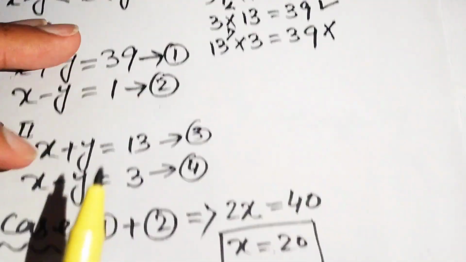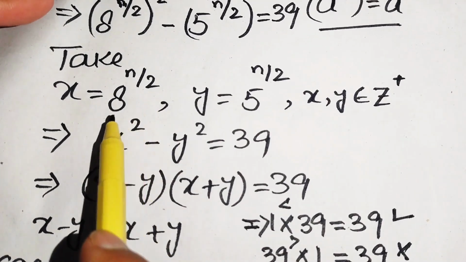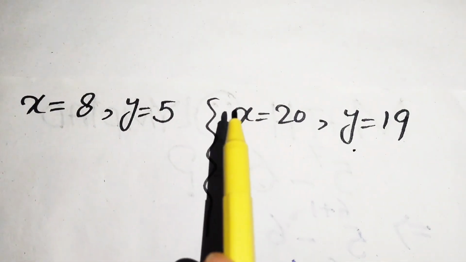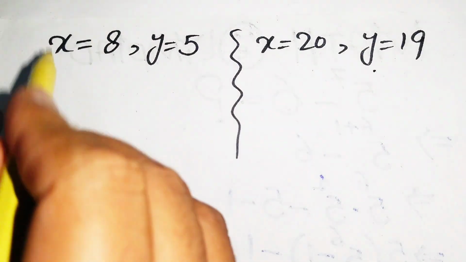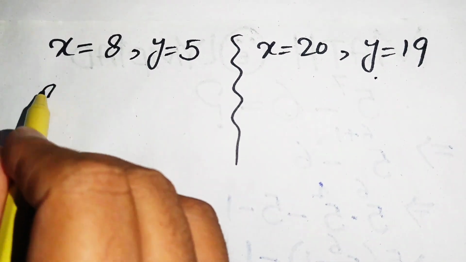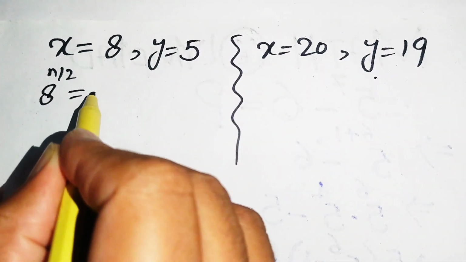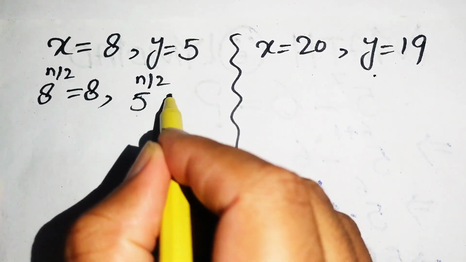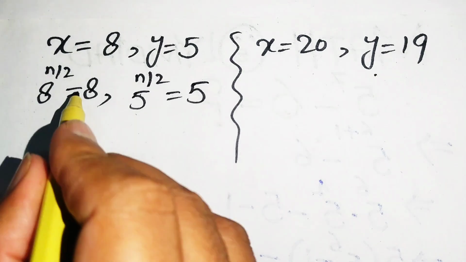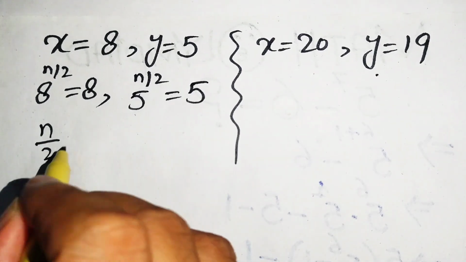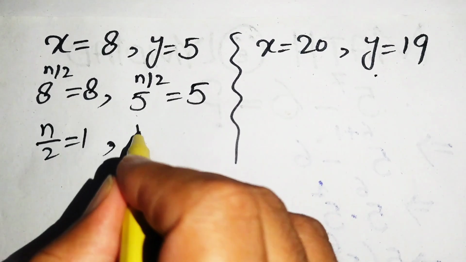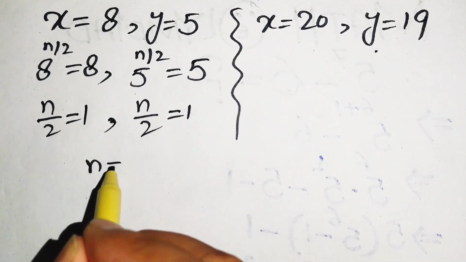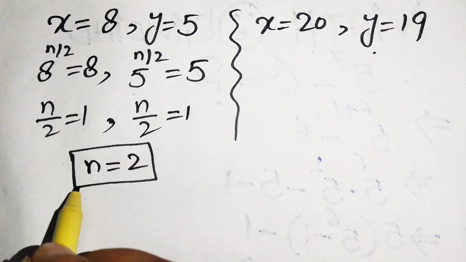So now we back substitute the values of x and y, and you see here we have x equals 8 to the power of n over 2 and y equals 5 to the power of n over 2. So now we substitute these two values here. So we have the value of x, 8 to the power of n over 2 equals 8, and the value of y, 5 to the power of n over 2 equals 5. So we compare both of the sides, and we get n over 2 equals 1. So from both of these cases we get the value of n equals 2.